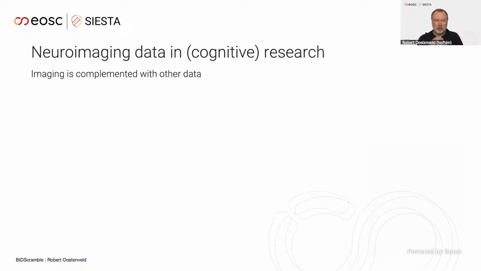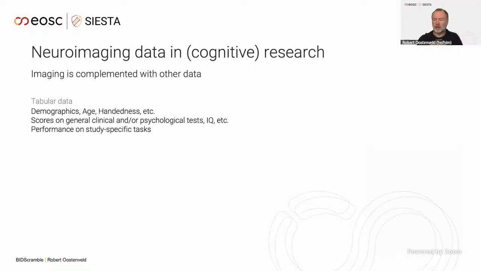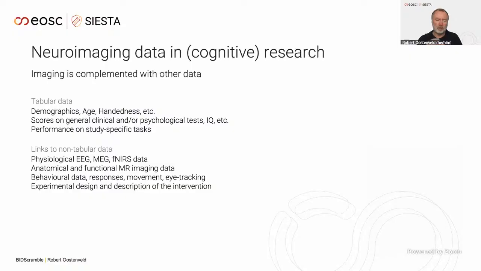So, further zooming in on neuroimaging data in cognitive research, we have the imaging, which is complemented with other types of data. That other type of data is, for example, tabular data, including demographics, age, handedness, those types of things, scores on general clinical or psychological tests, such as the IQ, and performance on study-specific tasks that relate to the cognitive function that is being investigated.